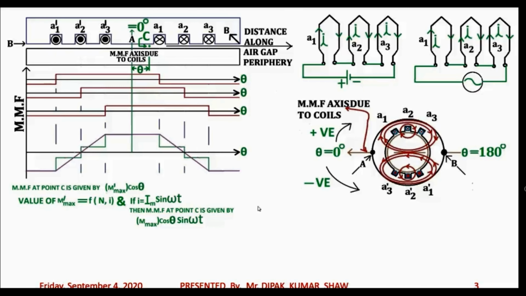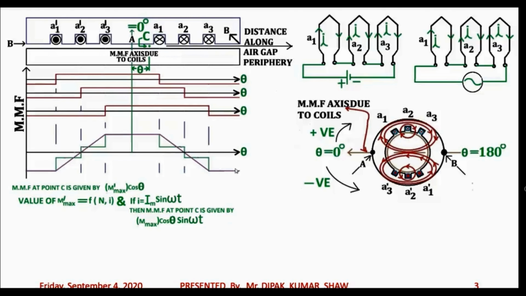So what did we find out? The nature of the MMF distribution along the air gap periphery, and it is more appropriate to use the words space distribution of MMF, for these 3 coils was actually found to be trapezoidal in nature. Now, this trapezoidal MMF waveform is a periodic waveform. Of course it is periodic, because it is trapezoidal in nature.